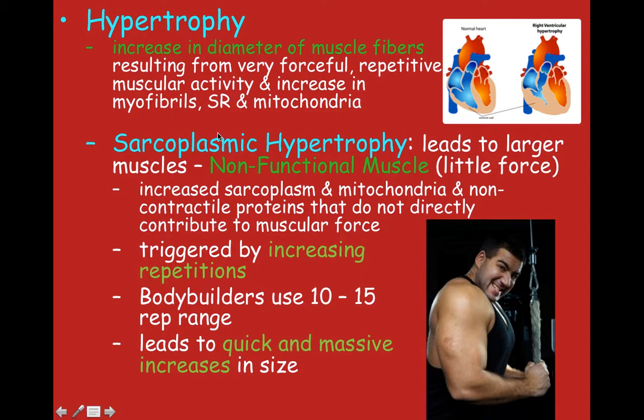All right, so here this is a building up of the myofibrils, sarcoplasmic reticulum and mitochondria, but here this is an increase in the sarcoplasm, mitochondria, and non-contractile proteins. So there's a little bit of a difference in this. Sarcoplasmic hypertrophy is triggered by increased repetitions, and we see here bodybuilders, like this person I think, tend to use 10 to 15 reps, which leads to quick and massive increases in size when they do their exercises.